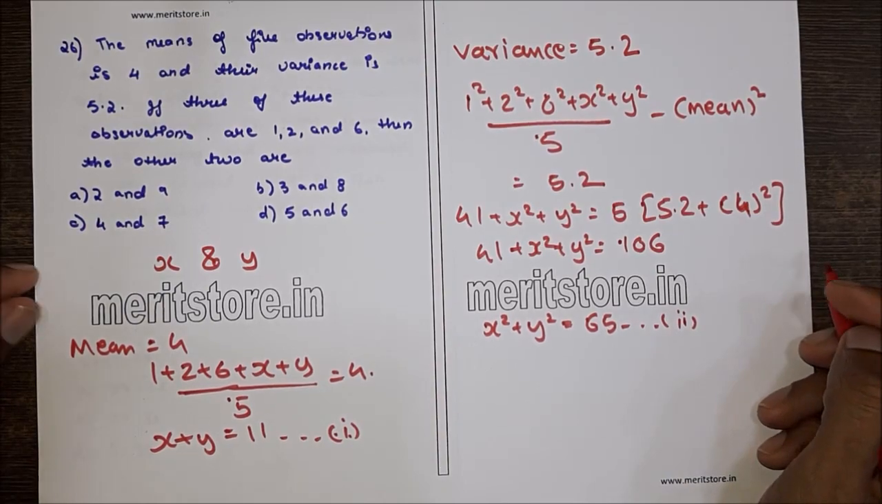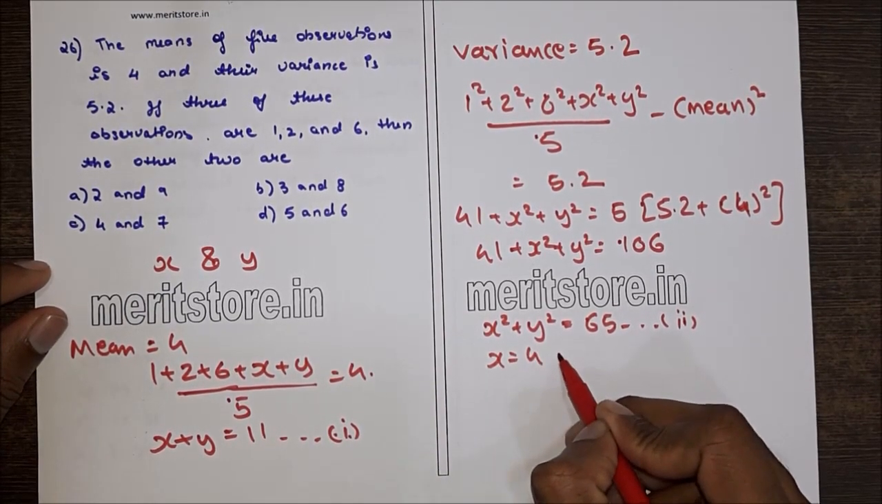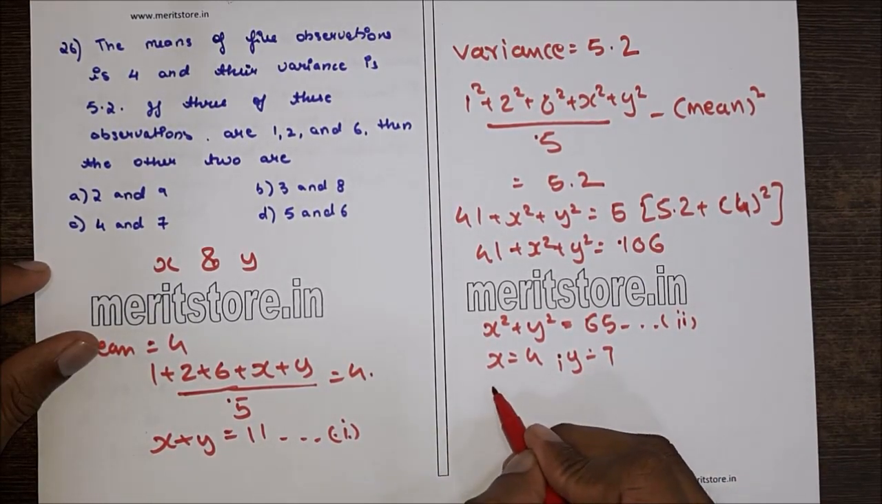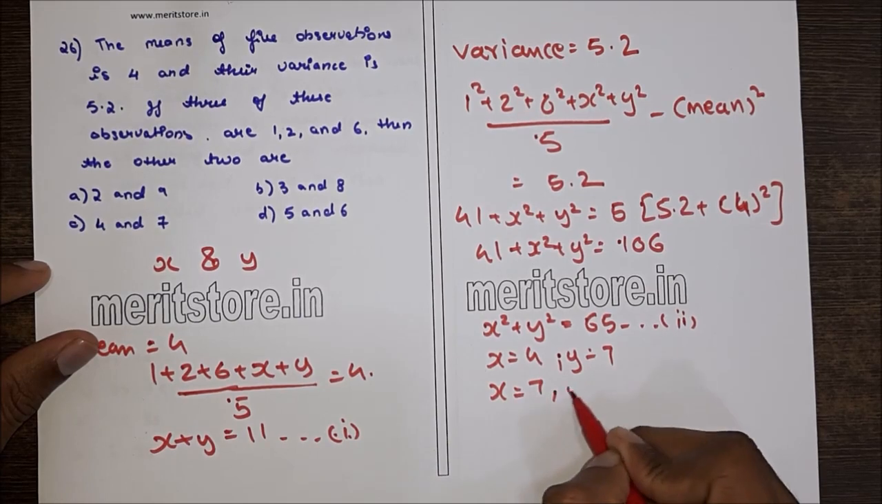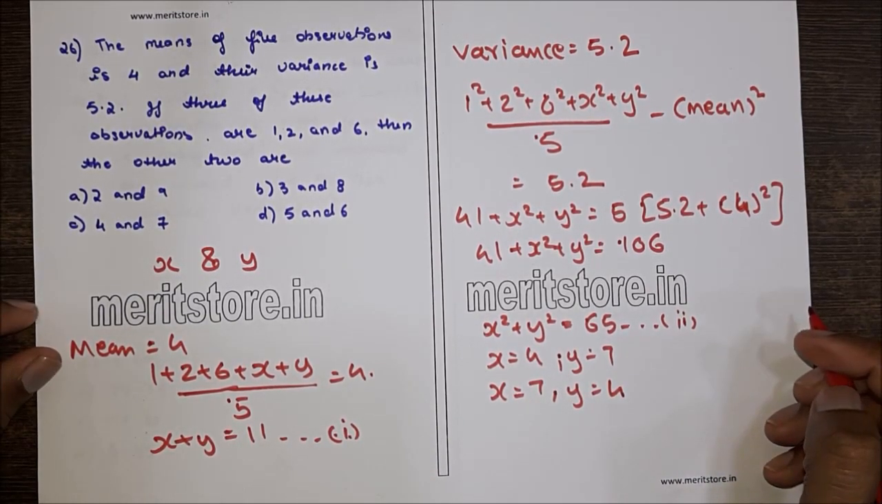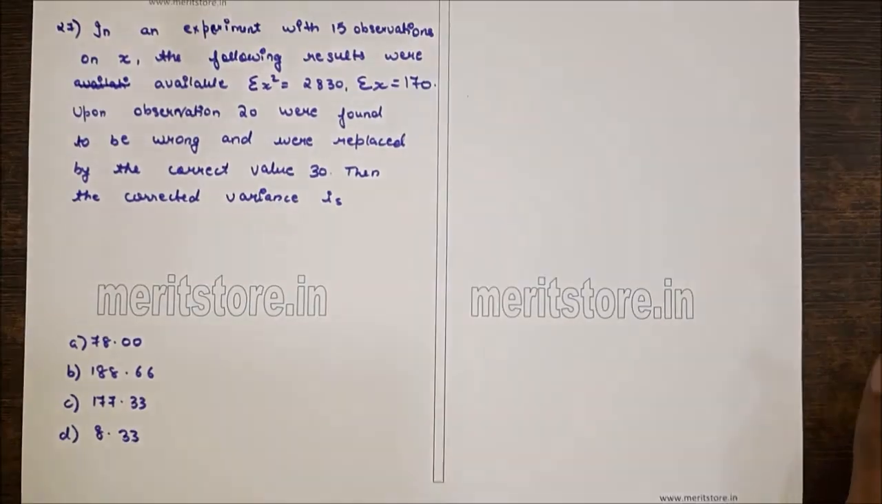Solving 1 and 2 for x and y, we get x is equal to 4 and y is equal to 7, or either way we get x is equal to 7 and y is equal to 4, which matches with option C. Therefore, C is the correct answer.